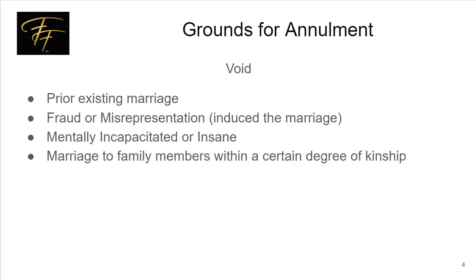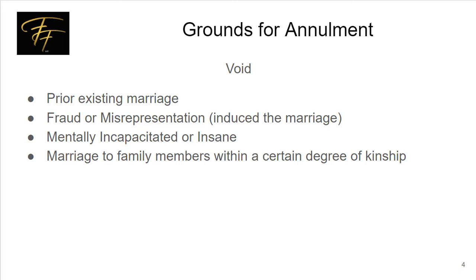So looking at the things that can happen to make a marriage void. A marriage is void at the time it was entered into if at the time of marriage there was a prior existing marriage. So if there was never a divorce decree granted for a prior marriage, meaning one party is already married to someone else, then that marriage is void. There is nothing that can happen that will make that void marriage become an actual valid marriage.